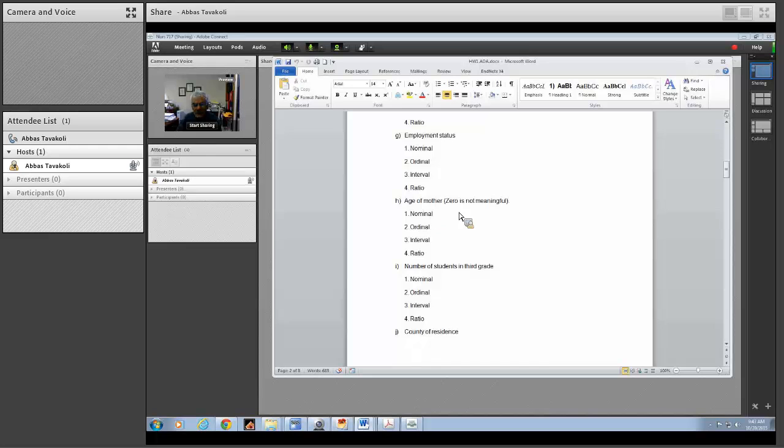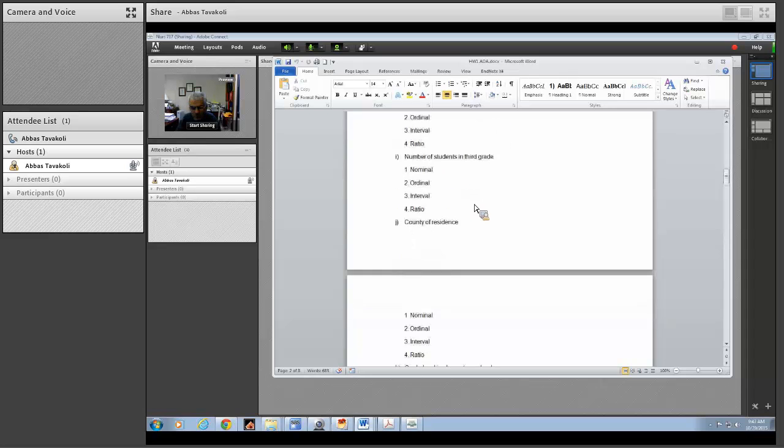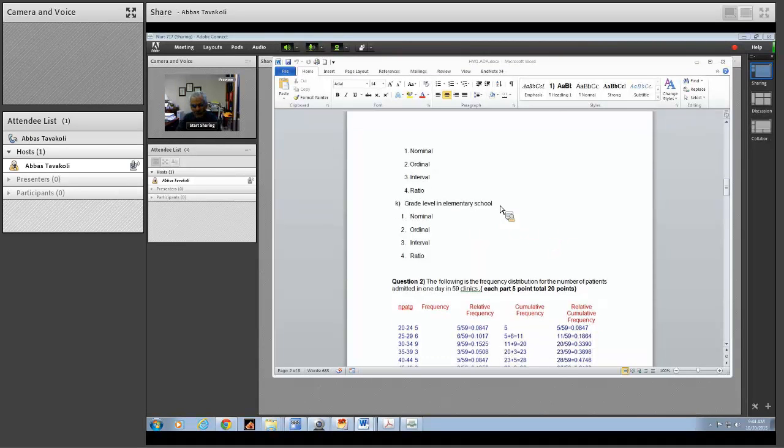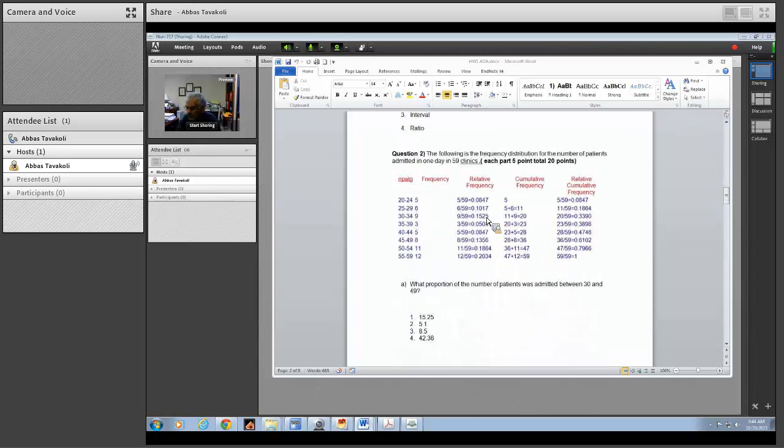In terms of determining employee status, it is clear. Age of mother, again, 0 is not meaningful here. You cannot have a 0 as mother. So be careful about the choice you make. Number of students in third grade, county of residence, grade level in an elementary school. The grade level in elementary school, like preschool, kindergarten, first, second, third, and fourth. That is what I meant here. So you want to make sure. So that's the first problem.